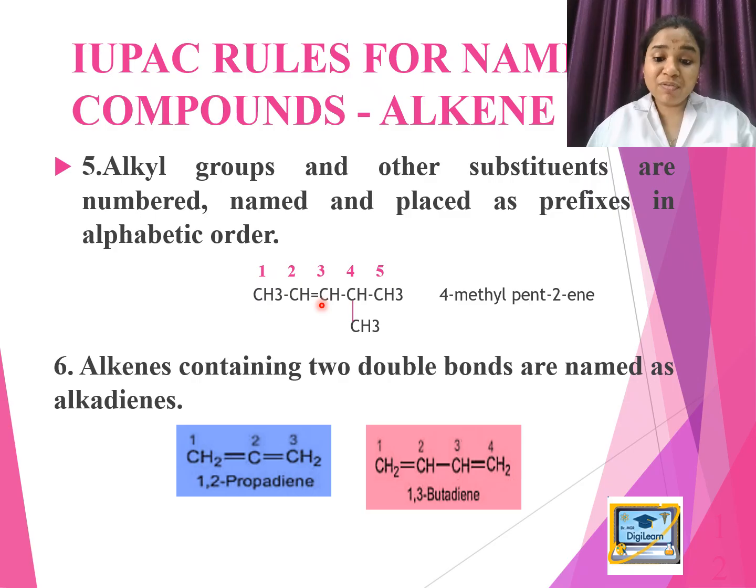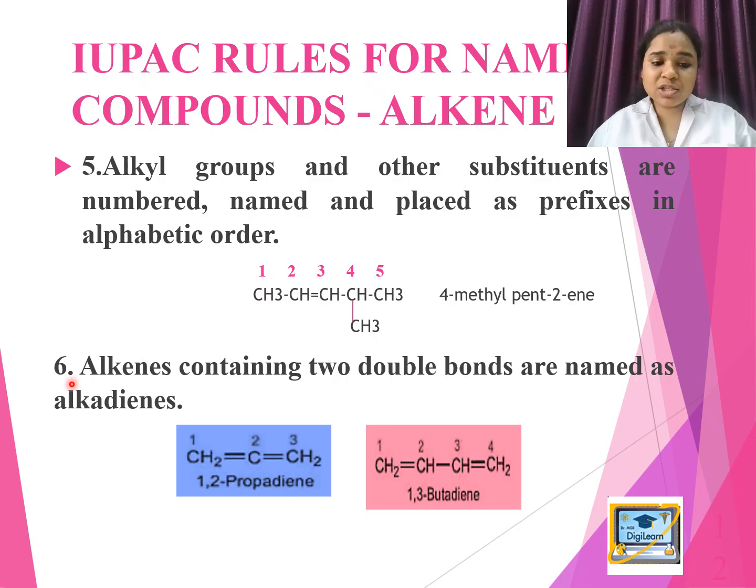Now focus on the prefix. What are the substituents present? Methyl group is present. In what position is it present? In the fourth position. So 4-methylpent-2-ene. This is the way of naming an alkene compound.